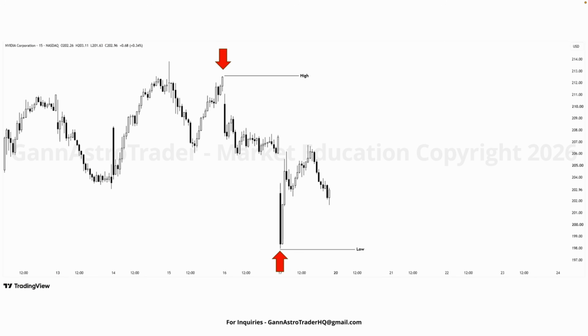Let's start with NVIDIA on the 15-minute chart. We're looking at the price action around July 13th through July 20th, 2026. The important structure begins with a major high around July 16th, followed by a sharp decline into the low on July 17th. On the chart, we have marked both the high and the low, and our objective is to measure this specific swing in terms of price, time, and angular movement.